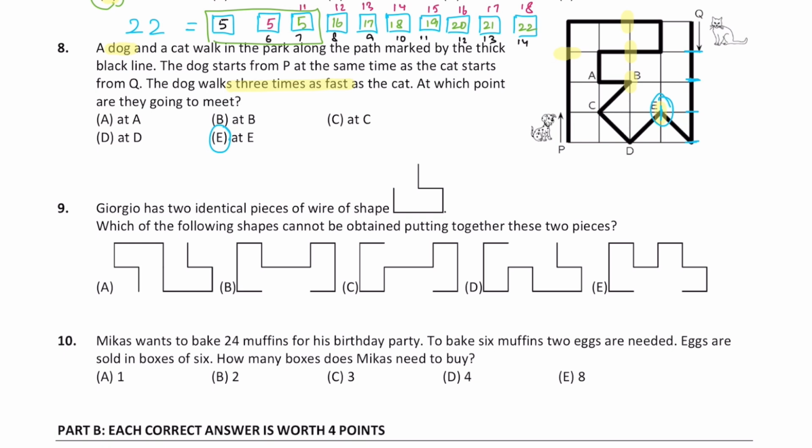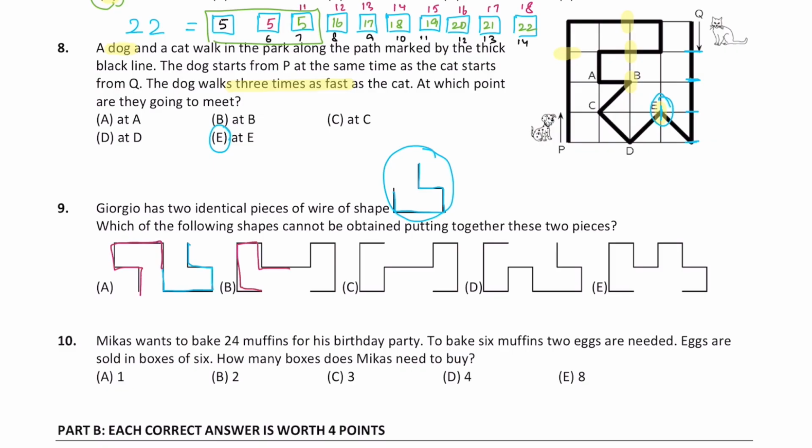Giorgio has 2 identical pieces of wire of the shape given. Which of the following shapes cannot be obtained by putting together these 2 pieces? So the first thing that I like doing in these types of questions is that I look at the shape and see if at any point they modified this shape somehow into a different shape. So I have a long line right down. Okay, so I'm just going to trace that. Well, they do have this, right? And the same is happening over here. So the shape is not modified.